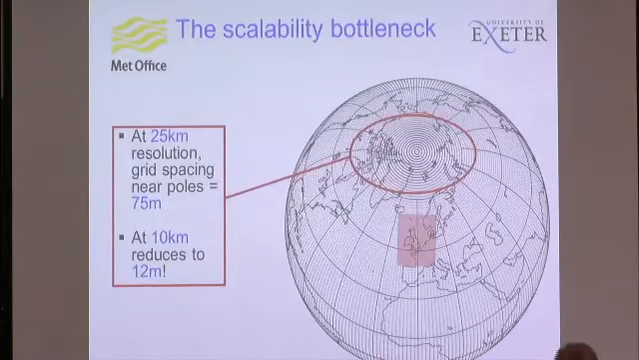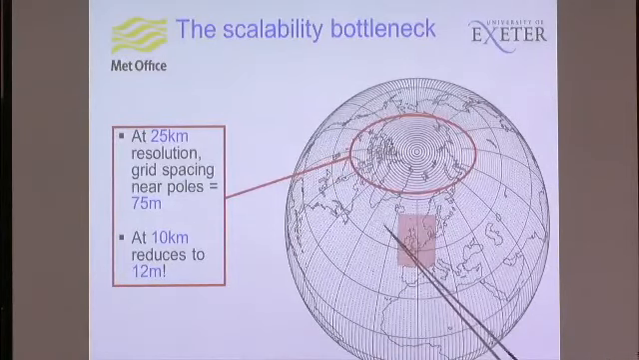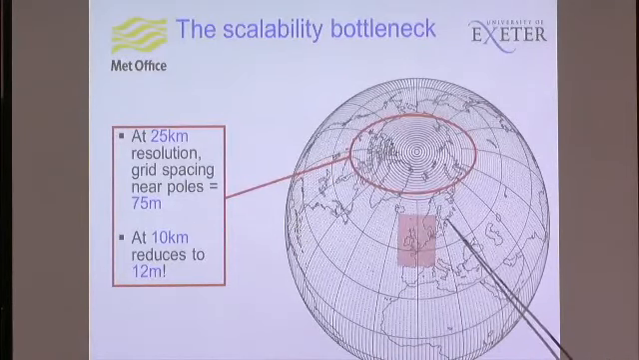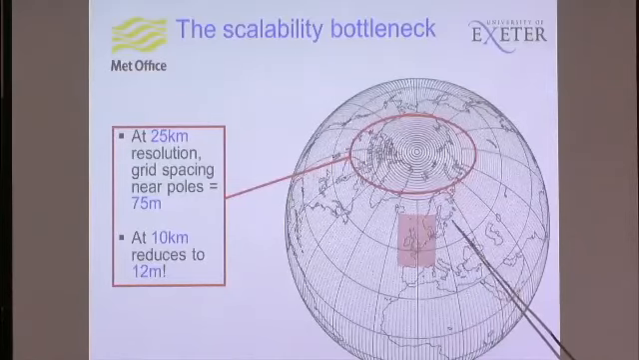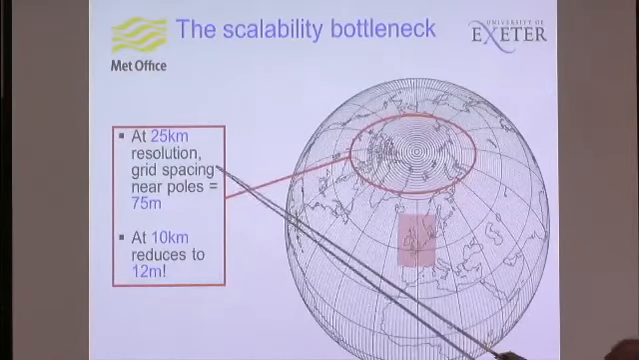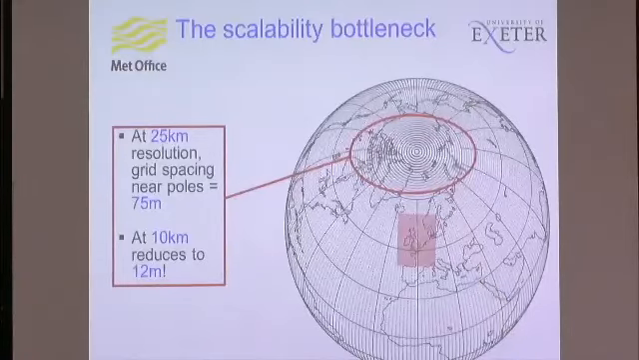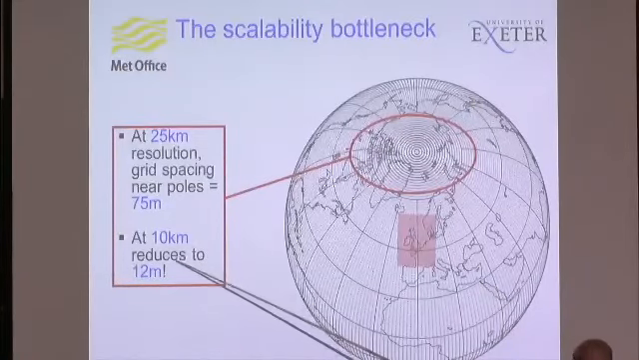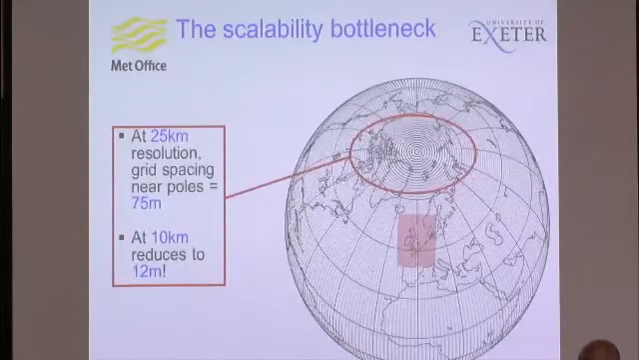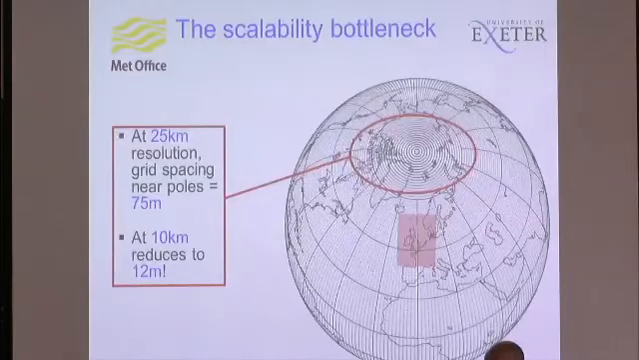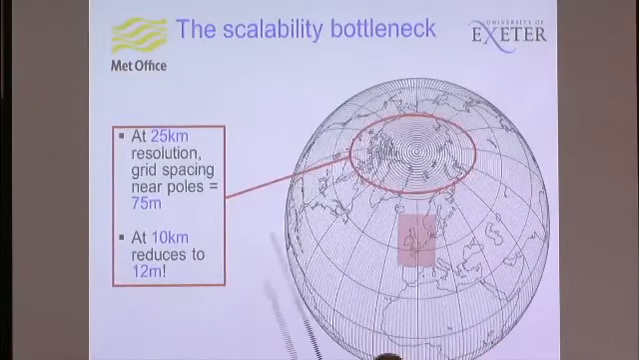And this is mostly due, I believe, to the one thing that hasn't changed, the latitude-longitude grid we use. In particular, at our current operational resolution, 25 kilometers, you have a 75-meter spacing at the pole. If we get down to 10 kilometers, which hopefully we want to do in the not too distant future, that's down to 12 meters, which is a pretty small spacing, and that gives a big bottleneck to scalability.